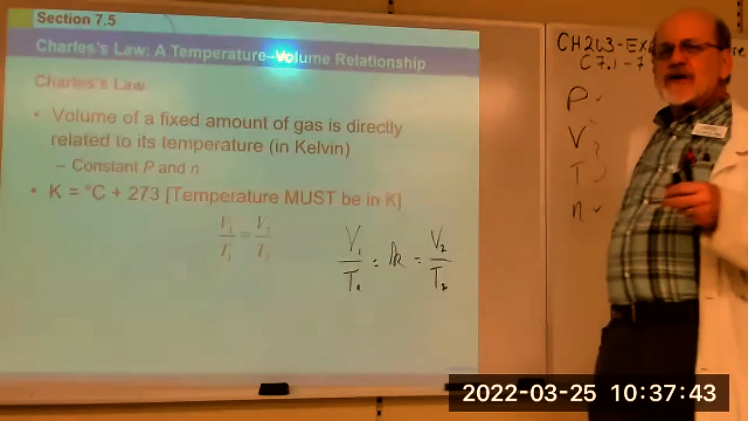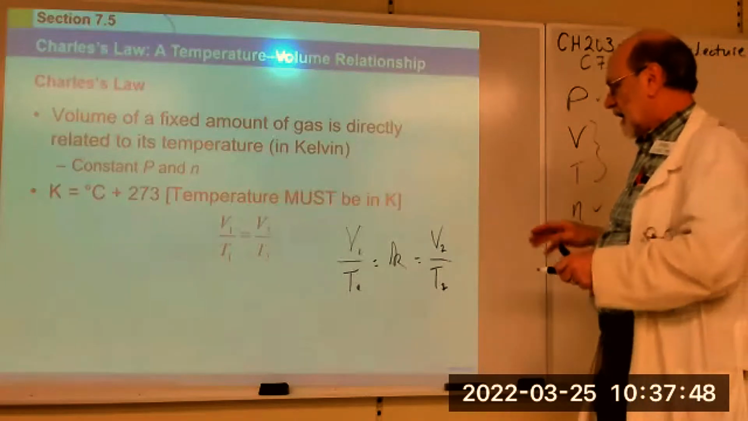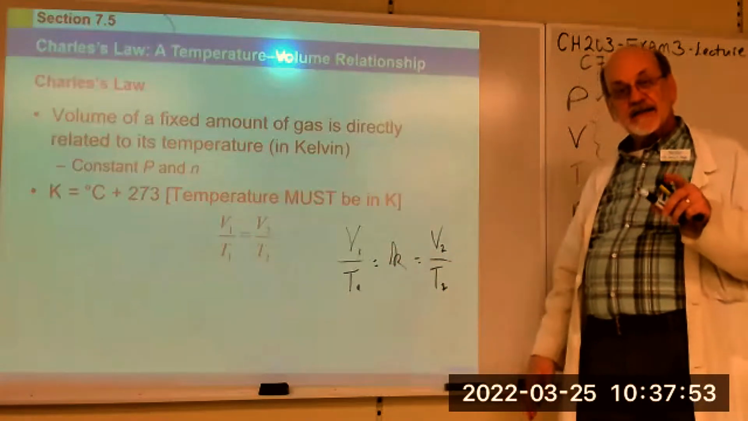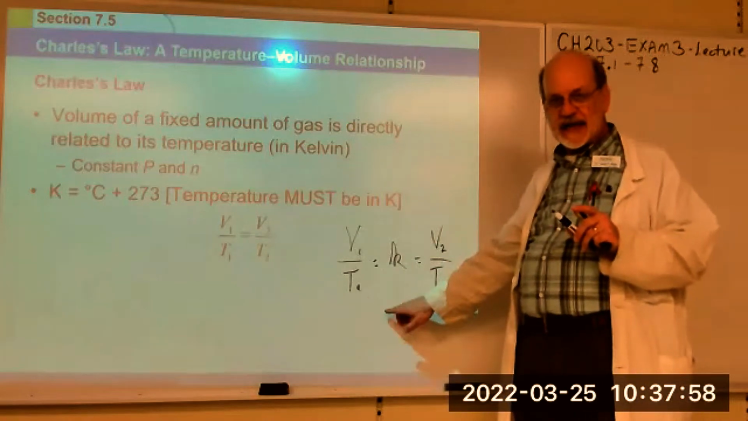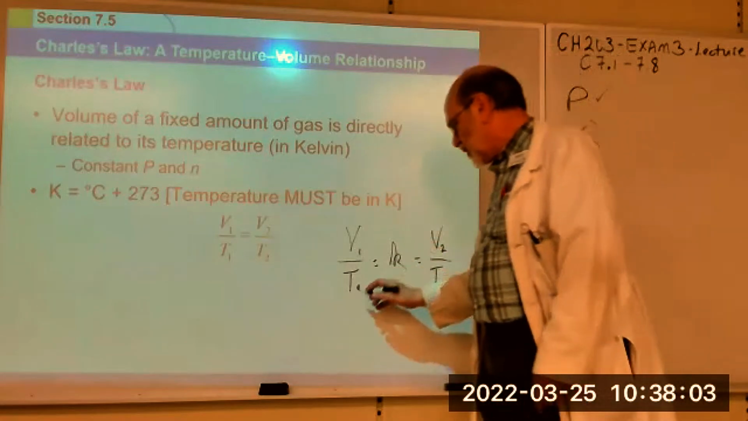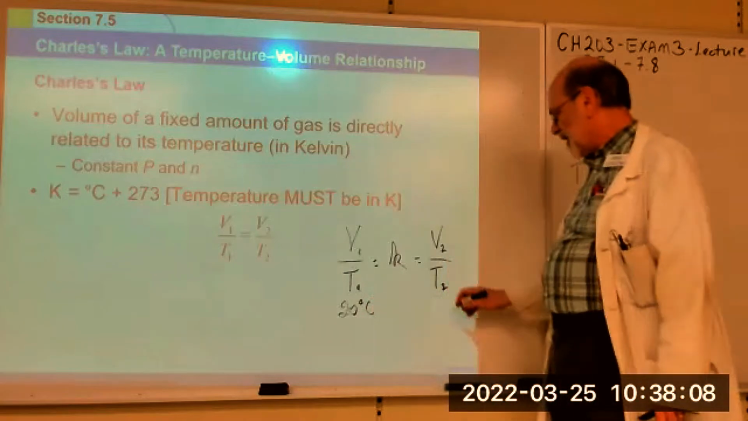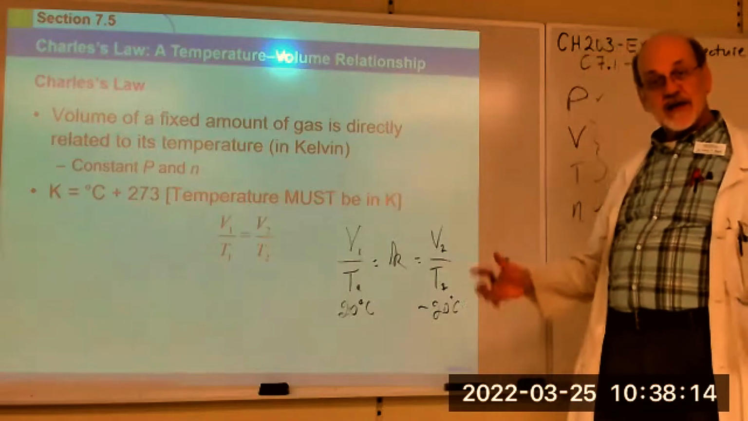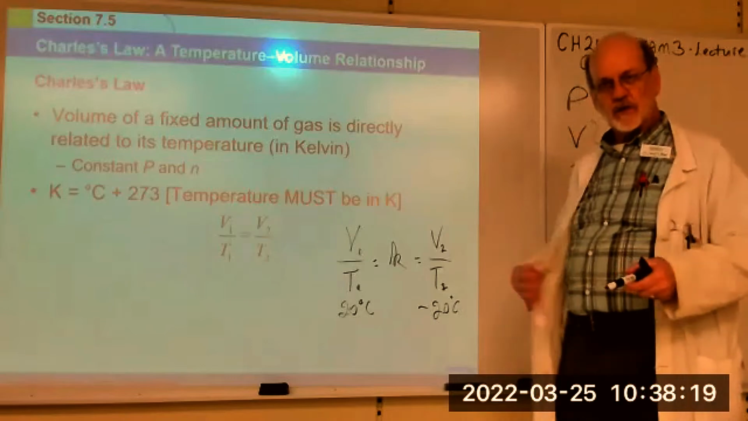Okay. Here's the thing. For Charles' law, he could deduce the relationship here, but he couldn't quantify it until he made sure that the temperature could never be negative. Right? What would happen if you had a negative temperature? If the initial temperature was maybe 20 degrees Celsius and the final was minus 20 degrees Celsius, you come out with a negative answer. You can't do that. Not in the real world.